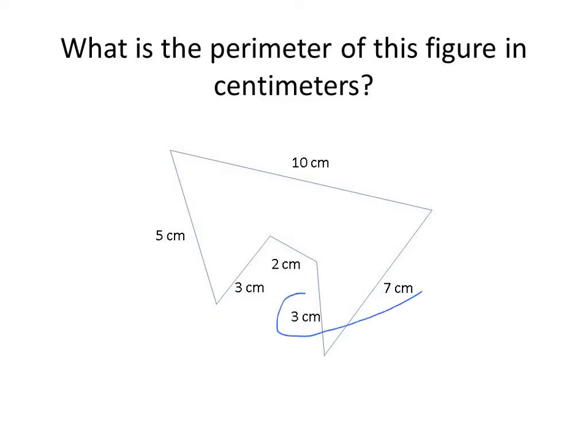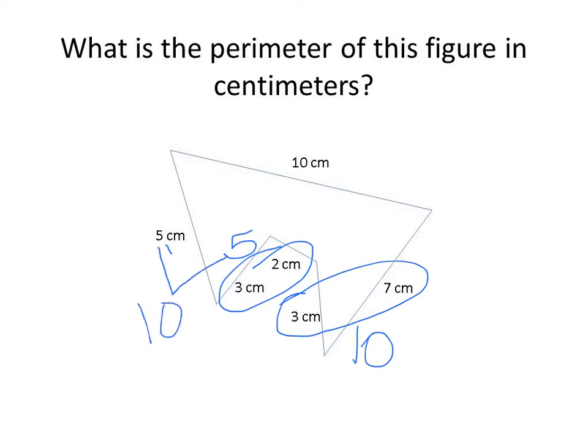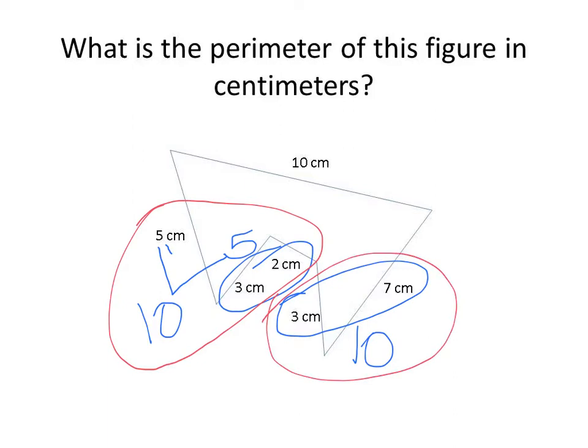So I can see here a 3 and a 7, those make 10. And I'm looking at these two, those 3 plus 2 make 5. And then here I can use this 5 with that 5 and make a 10. So if I look at my groups, I've got one group over here that I've added up to 10. This is another 10, and this is a 10. So 10 plus 10 plus 10 gives me a perimeter of 30 centimeters.